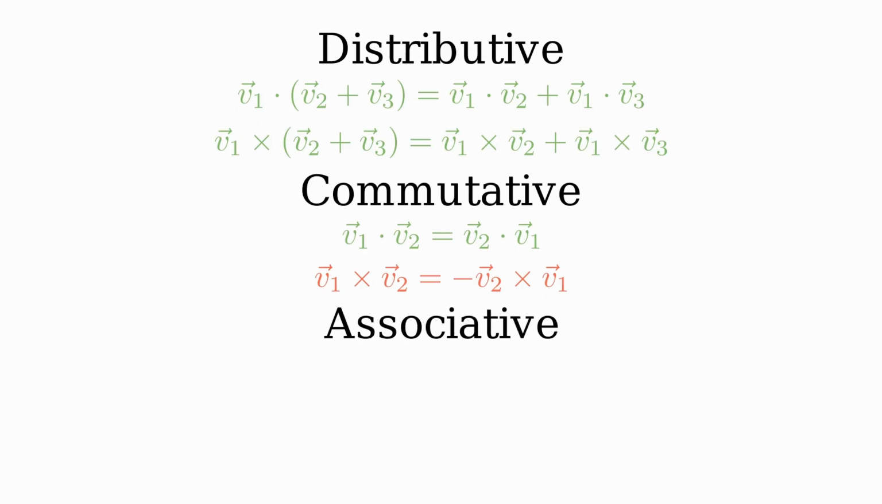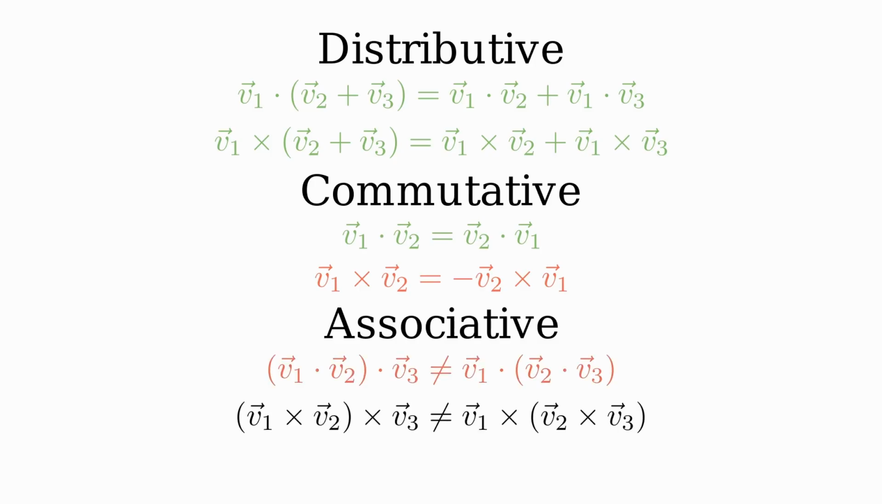How about associative? Well, the dot product returns a scalar, and then we can't do the dot product of a scalar and a vector, so we'll just say no. The cross product is also not associative, because the result changes based on the order you carry out the multiplication.